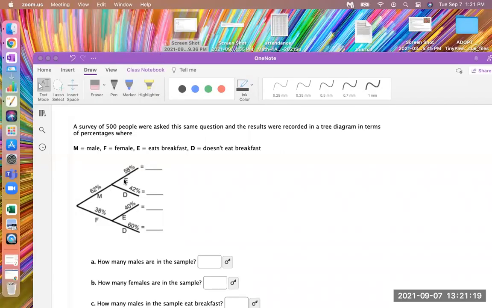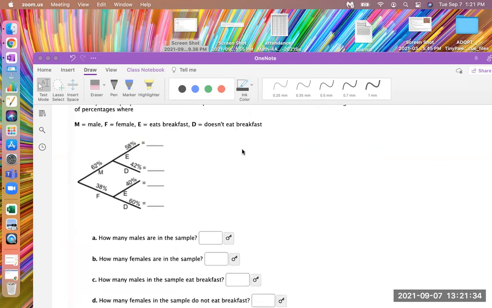Class. This is number 1 on 3.5. A survey of 500 people were asked this same question, and the results were recorded in a tree diagram in terms of percentages, where M means male, F means female, E eats breakfast, D does not eat breakfast.